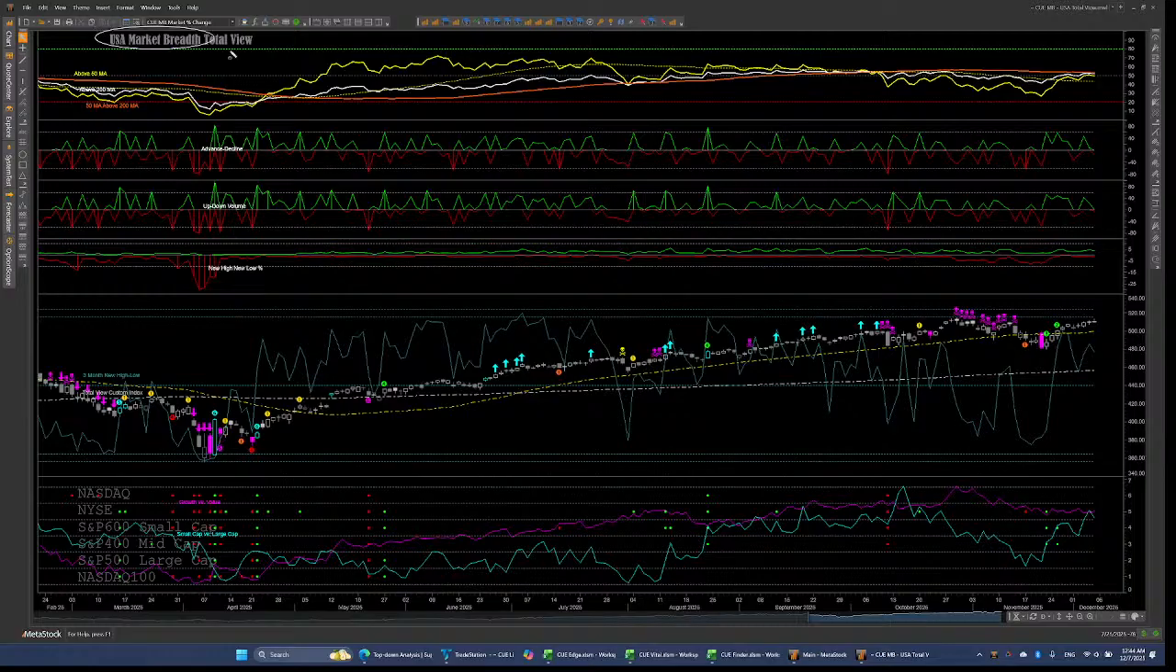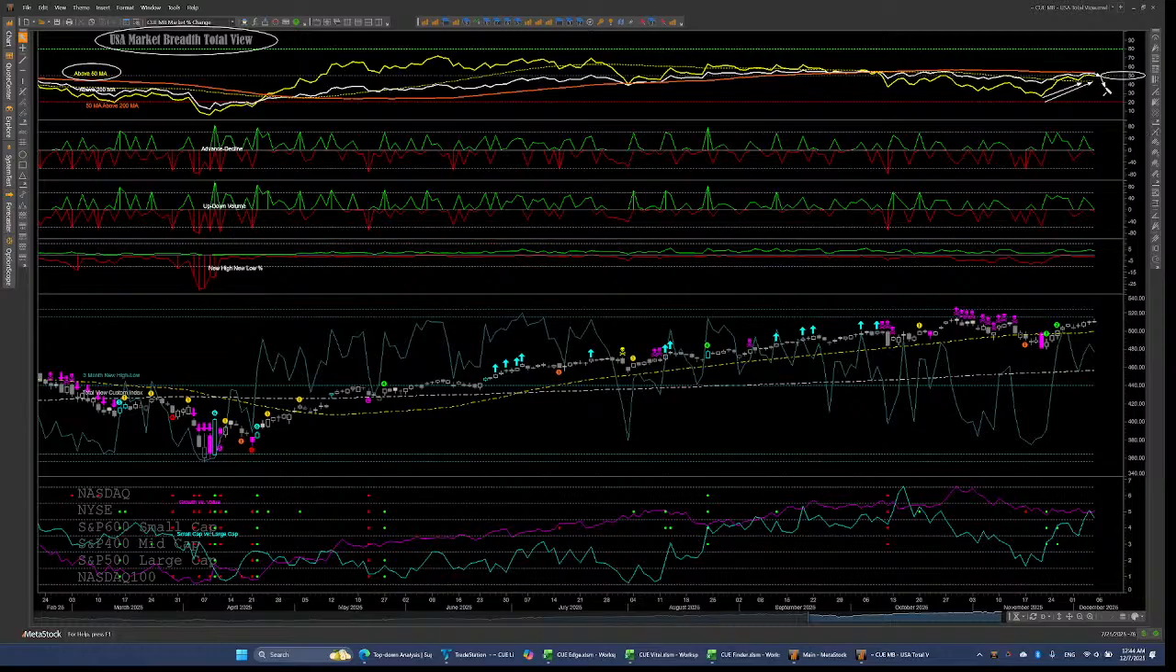Total view, the broadest view of the USA market breadth chart. Let's look at the percentage of stocks above 50-day moving average. It recovered quite a lot, stopped right near the 50% level. So this was a recovery in a downtrend, and it is currently stalling just below the 50% level, very slightly declined on Friday.